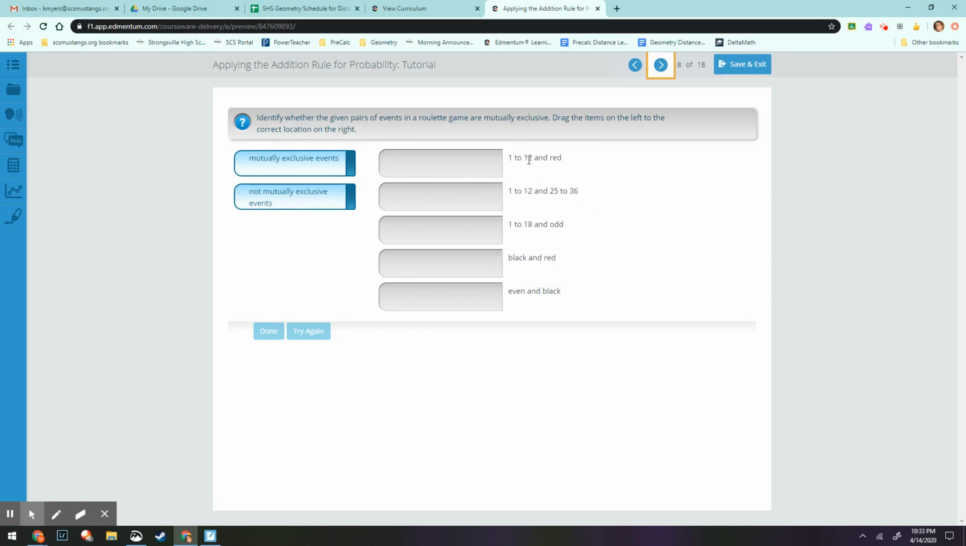So can a number be 1 to 12 and red? Well, yes, it could. So those are not mutually exclusive. Could a number be 1 through 12 and 25 to 36? That is no. So that would be mutually exclusive. Could a number be 1 to 18 and odd? Well, yes, because it could be 1, and that is odd. Can it be black and red? That is no. So those are not mutually exclusive. Can it be even and black? Well, yeah, that could. So that's not mutually exclusive.